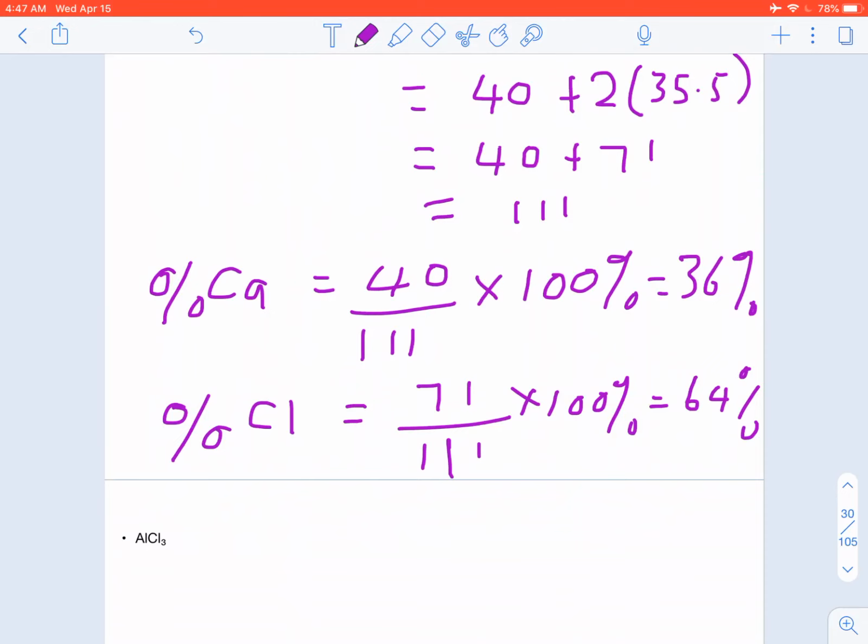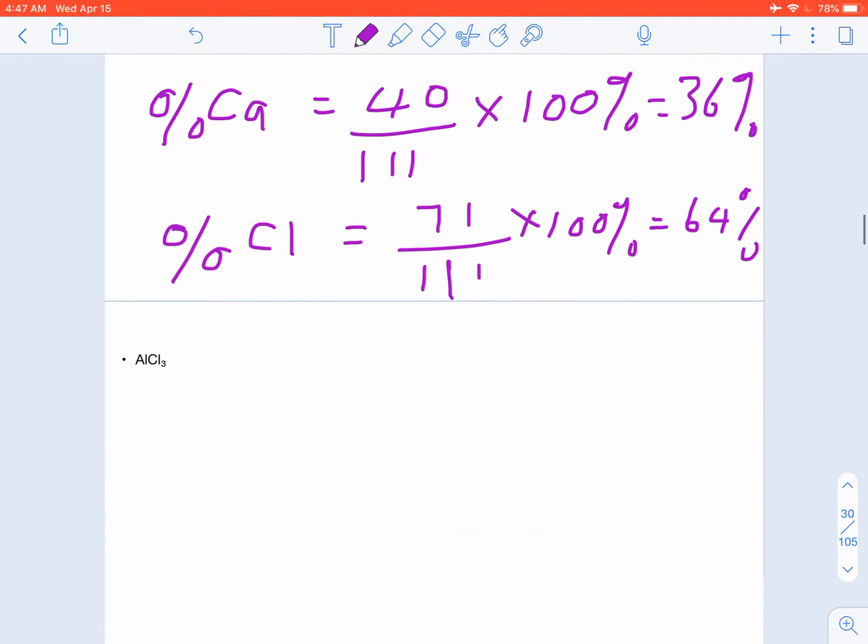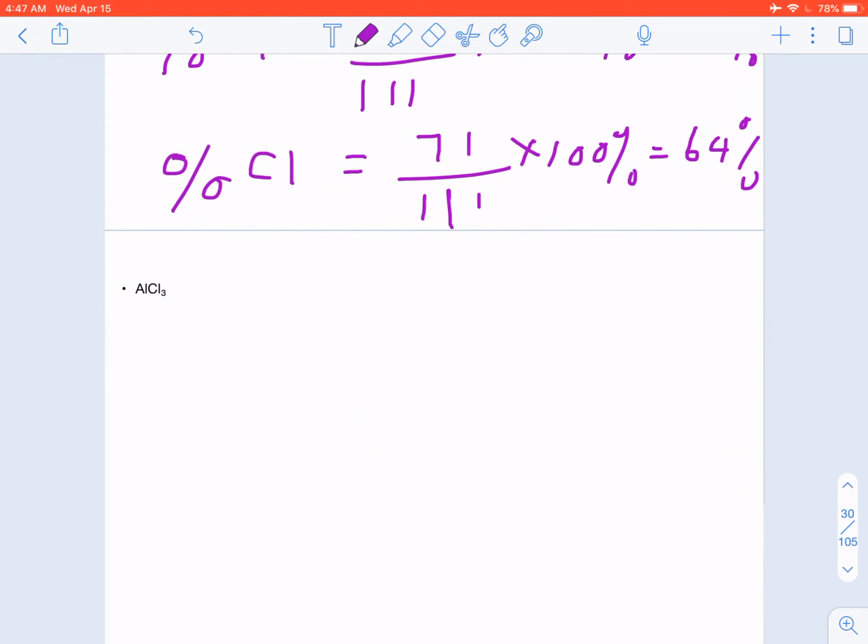And that is the elemental composition. Calcium makes up 36% of the mass, and chlorine makes up 64% of the mass. It's like saying if I have a 100-gram sample of this calcium chloride, 36 grams would be calcium and 64 grams would be chlorine. Let's go to the next one.